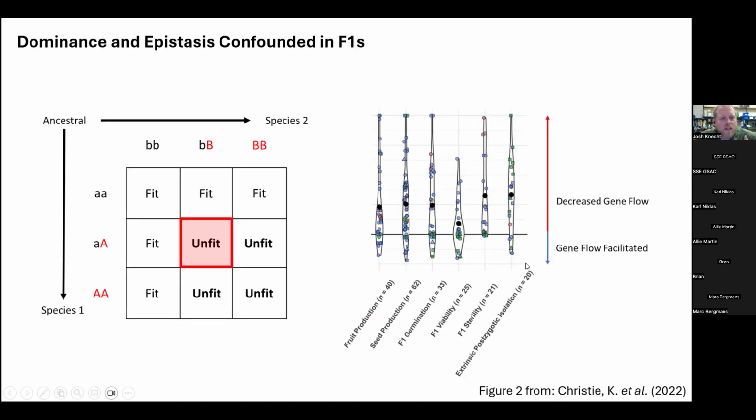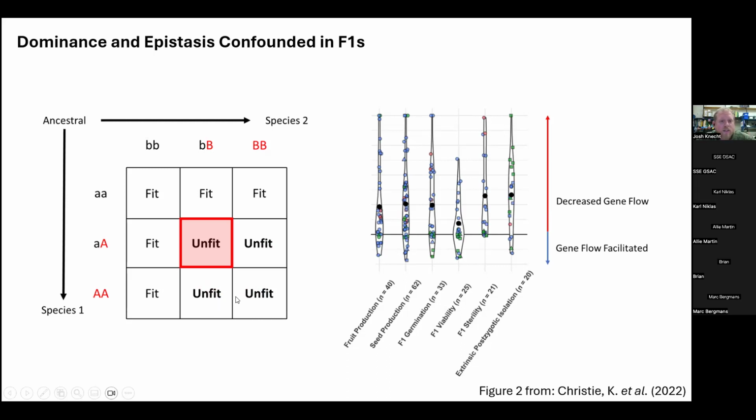And why I think it's important for us to think beyond the F1s is if we're testing F1 hybrid incompatibilities, we're only testing this single genotype, this double heterozygous genotype. So if this is really unfit, then we can brush off our pants and we're good to go. But just because it's not unfit doesn't mean that these other three genotypes aren't unfit. So we need to look further beyond the F1 to test these other genotypes.